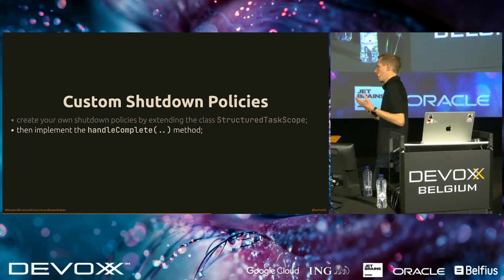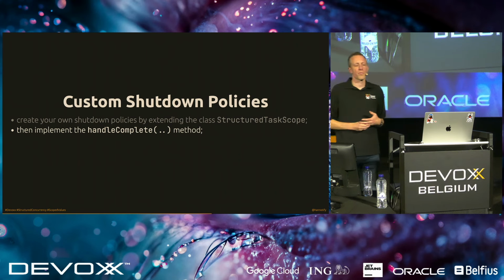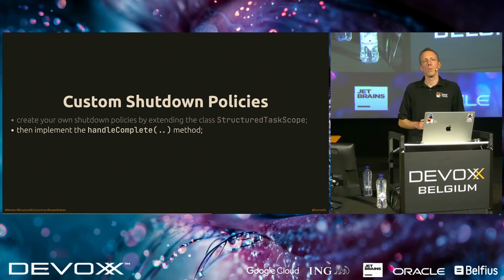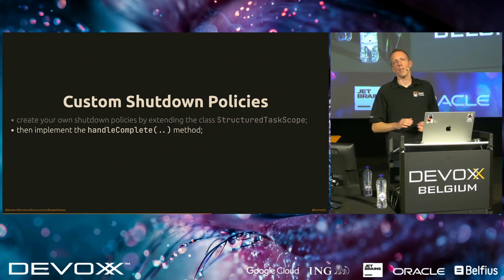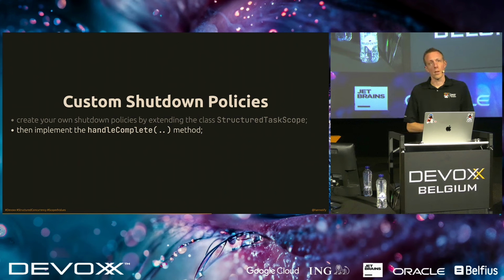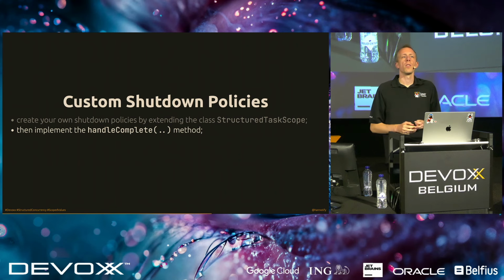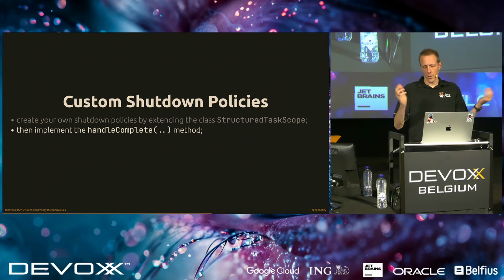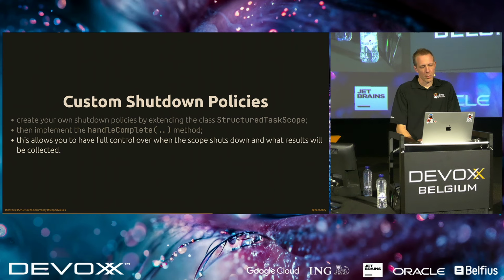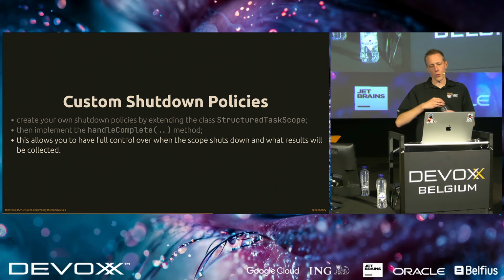And you can define your own behavior. For example, you could say, let's collect all the results that succeed and ignore all the results that fail. That's like ShutdownOnSuccess, but don't shut down on the first successful one. Keep collecting successful results and ignore everything that fails. That is a scope use case that you could implement yourself. Or the other way around, keep summarizing failing results and report on them when the scope is done, for example. Or your own custom shutdown policies. So this allows you to have full control over when this scope shuts down, what results will be collected, according to what you need yourself.